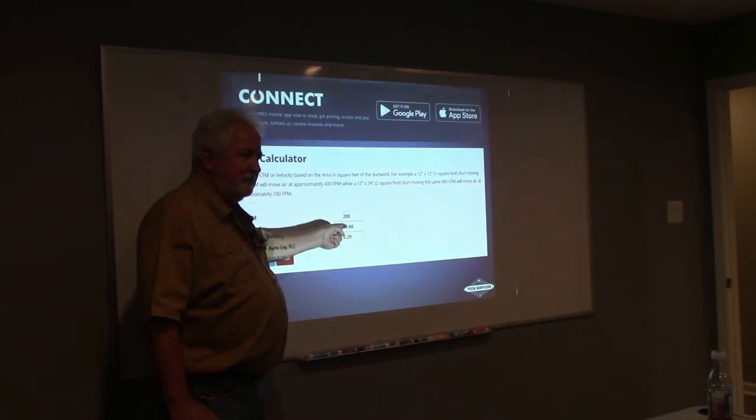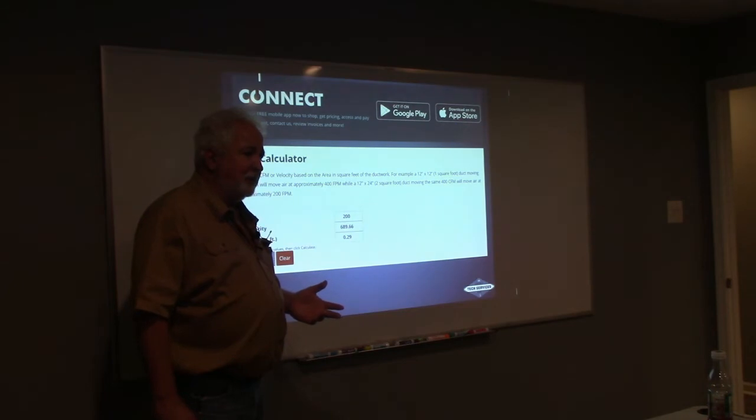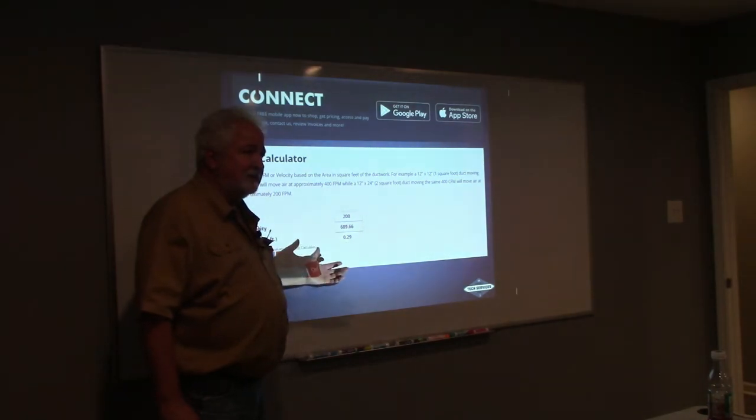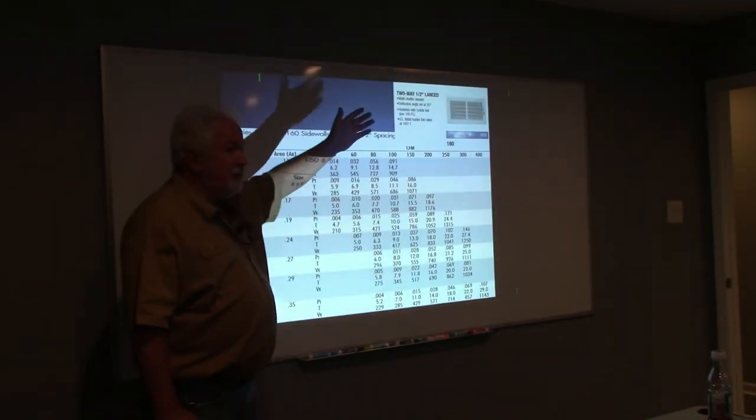0.29, there's your velocity. So this calculator is now showing you what's going to happen on that grill. If I know what the free area of that grill really is, I can tell you the exact velocity that's going to be coming out of that grill. Does that make sense? Cool? Good. All right.